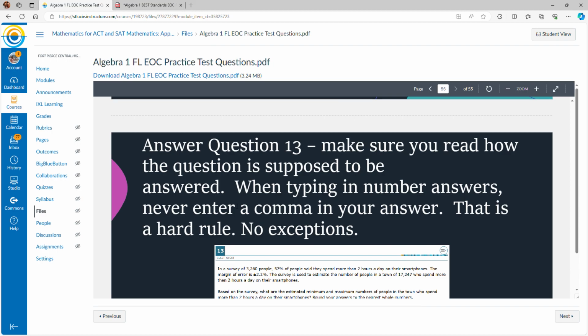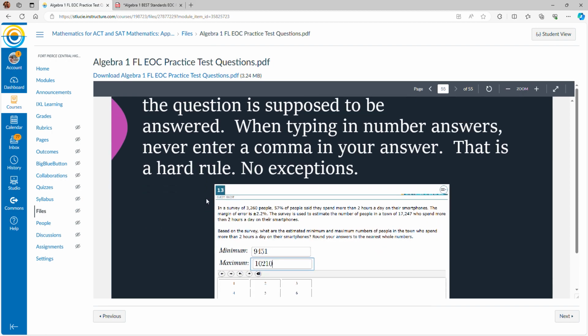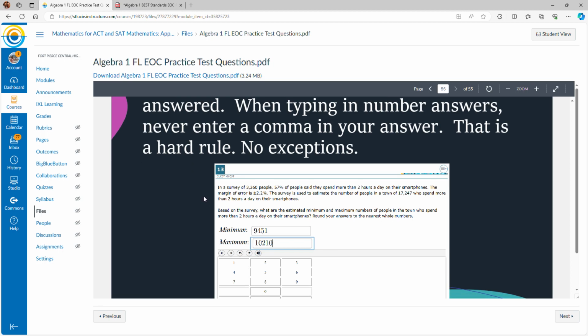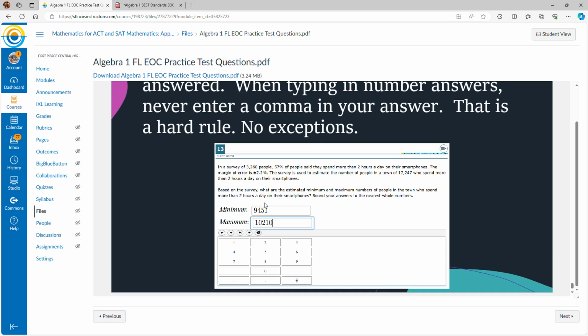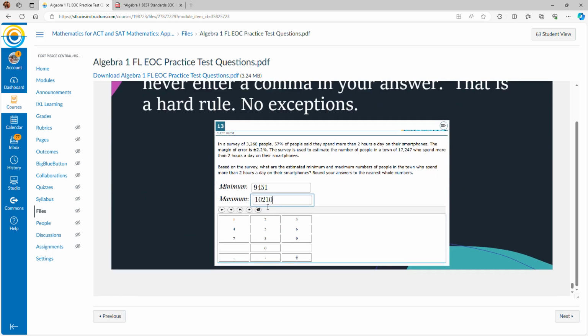Make sure you read how the question is supposed to be answered when typing in number answers. Never enter a comma in your answer. That is a hard rule, no exceptions, right? We do not put commas in, only decimals when needed. So we have two integers really here, 9,451 and 10,210. That's it for pages 1 through 7.